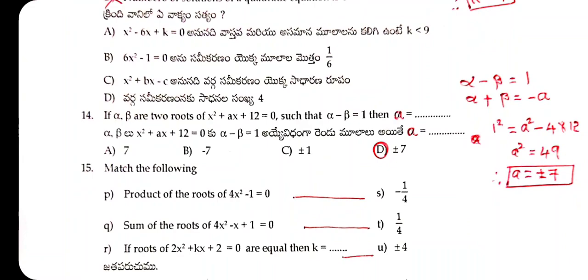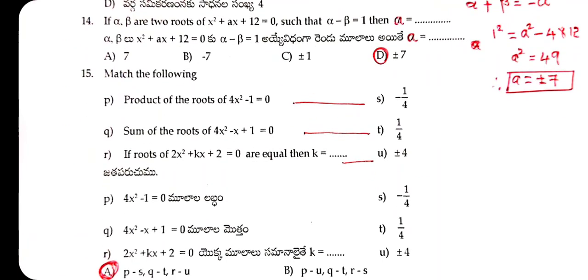So (alpha minus beta) squared means 1 squared. (Alpha plus beta) squared means (minus a) squared, that is a squared. Minus 4 alpha beta, the product of the roots, 12. 4 12s are 48. Minus 48 bring to this side, so 48 plus 1 is 49. a squared is 49, a is equal to plus or minus 7. So option D.